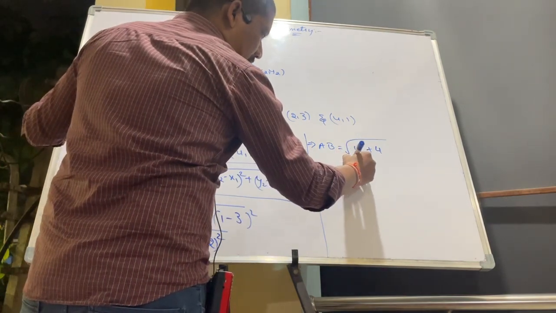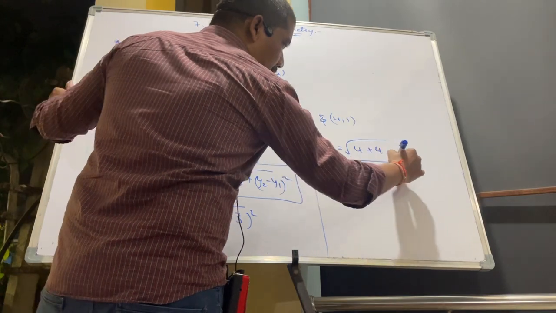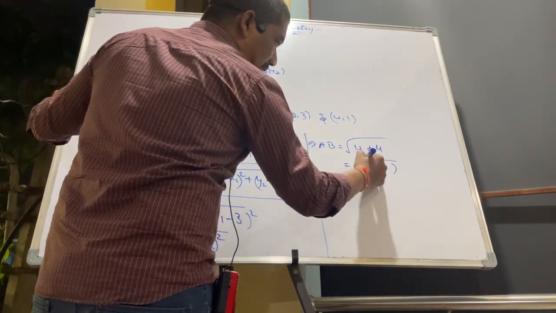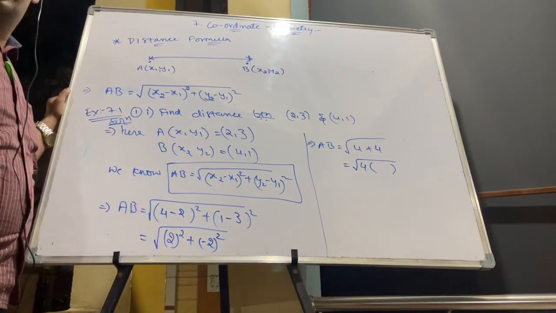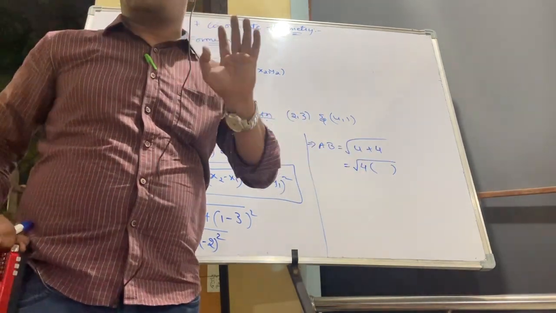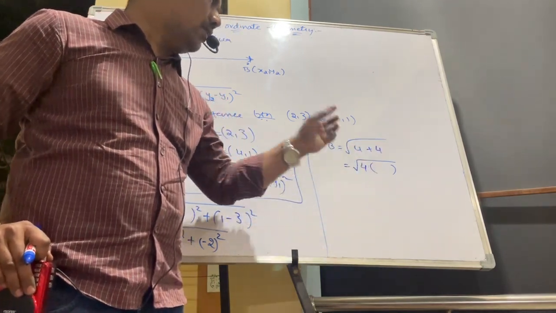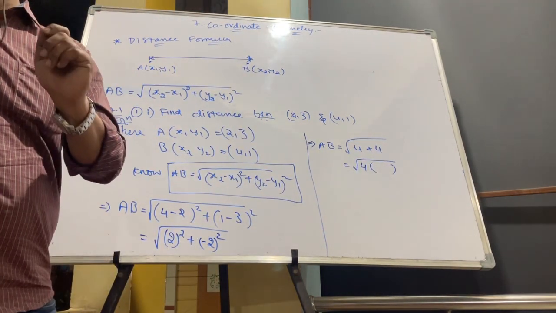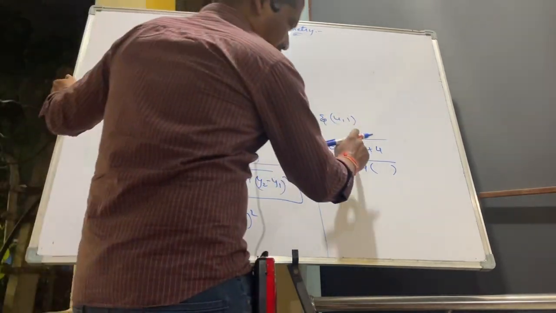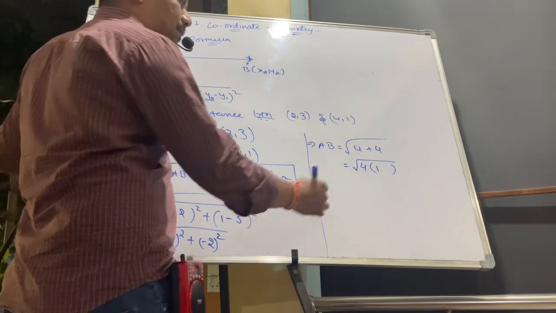Now look here. 4 is common now. So what I am doing is writing 4 outside the bracket, because there are 2 terms and in both the terms 4 is common. So this 4 is written outside, and this 4 also is written outside. Clear? Now this 4 came out. What is left out? Nothing, which means 1.